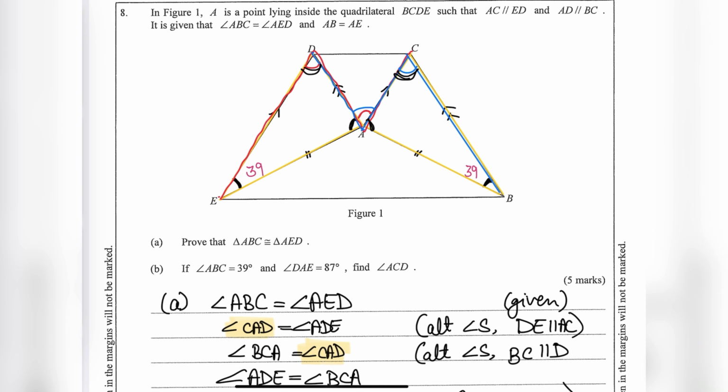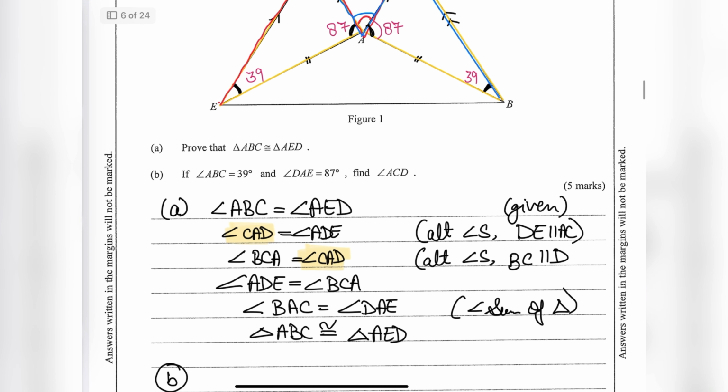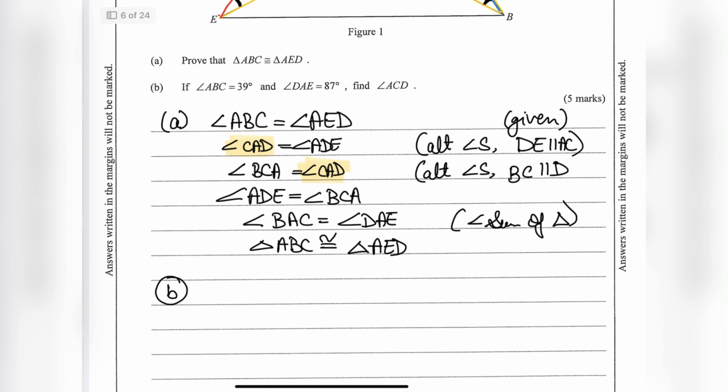DAE is given as 87, so this angle is also 87. Now we can find out, let's write that as well: angle DEA is equal to angle ABC, which is 39.